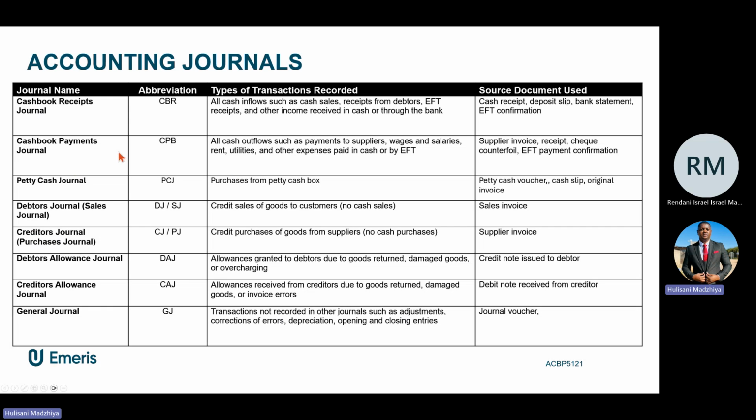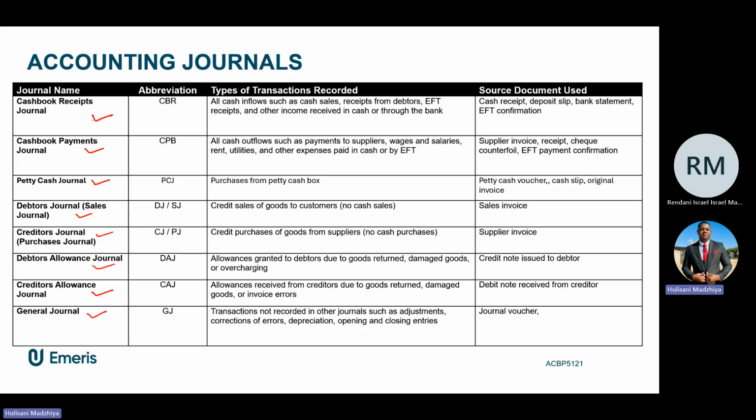So these are all the journals we have. You have the cash book receipts, cash book payments, petty cash for small amount transactions, and then you have the debtors journal, the creditors journal, debtors allowance, and general journal. In total, there are 8.